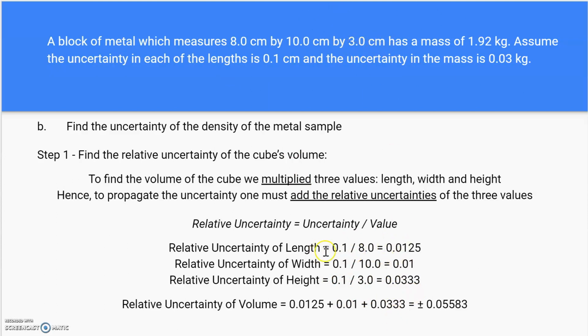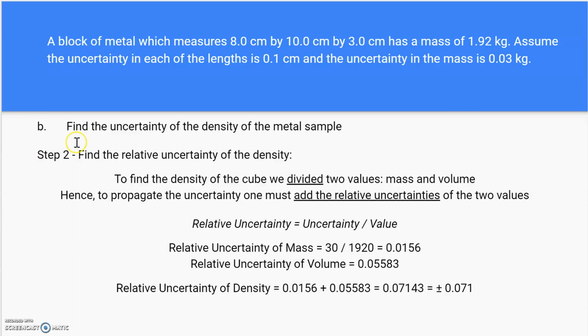So we perform those 3 divisions, and then we add them all together, and we find that the relative uncertainty of the volume is plus minus 0.05583. Again, no units because relative uncertainties are unitless. Now, this is going to be an important part for the final absolute uncertainty calculation. So that would be step 1 for solving for part B.